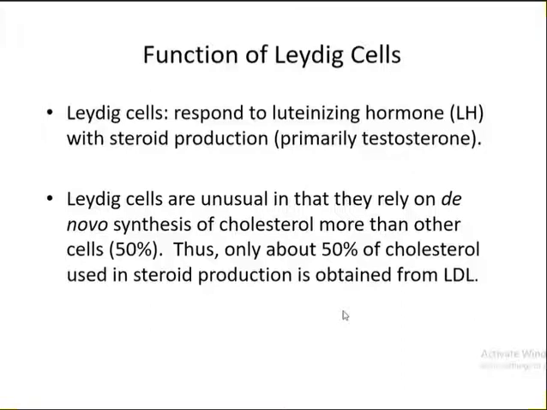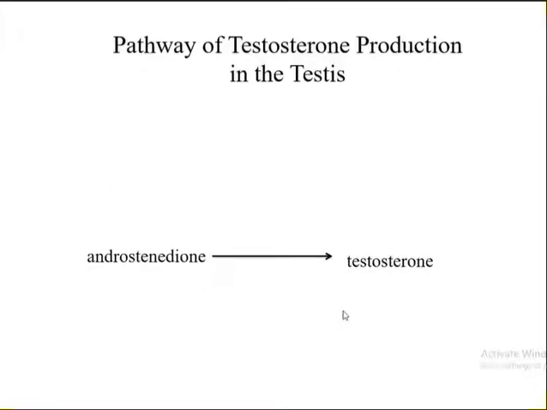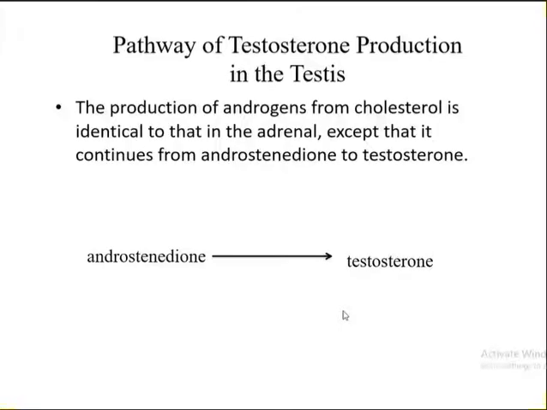Pathway of testosterone production in the testes: androstenedione to testosterone. Testosterone is produced from androstenedione. The production of androstenedione from cholesterol is identical to that in the adrenal, except that it continues from androstenedione to testosterone. The enzyme is 17-beta hydroxysteroid oxidoreductase.